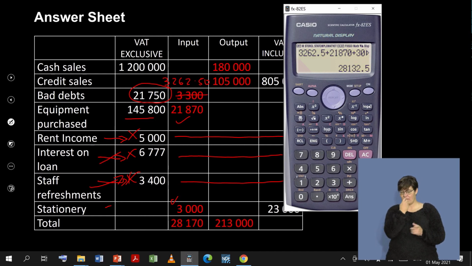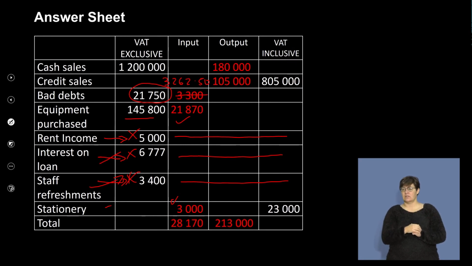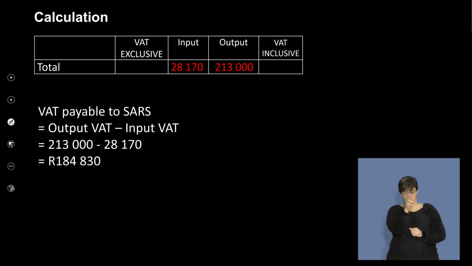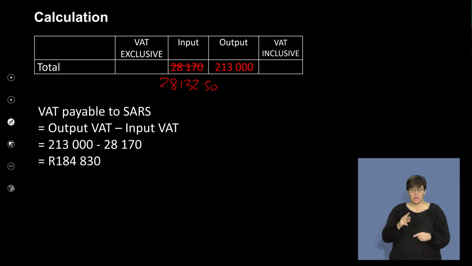28,132.50. So this is the amount that we need to change, right? Let's change it. Remember, because of that error, that change here, we made a change with the credits with the bad debts figure, and as a result, this total now changes to 28,132.50. So therefore, let's change this here. Right. Now we've got the correct figures. Clearly, you can see you added all your VAT output amounts to give you a figure of 213,000. You then added your input figures to give you 28,132.50. Again, it's going to impact on this calculation here, so let's change it.